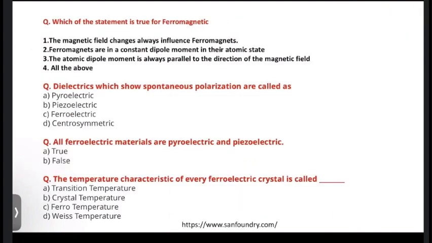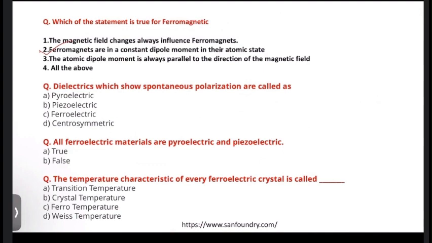Next question. Which of the statements is true for ferromagnets? The magnetic field changes always influence ferromagnets. Ferromagnets have a constant dipole moment in their atomic state. The atomic dipole moment is always parallel to the direction of the magnetic field, or all of the above. They have a constant dipole moment.